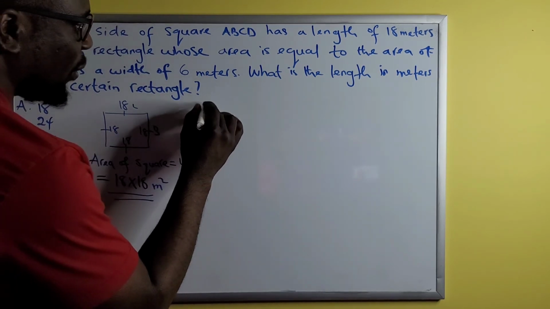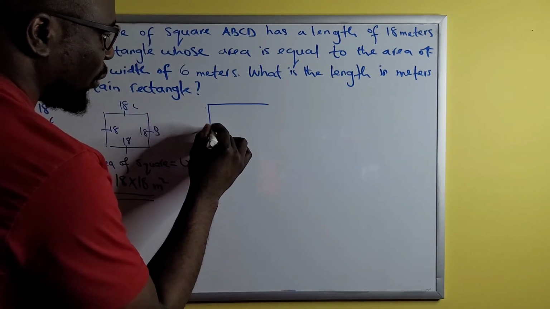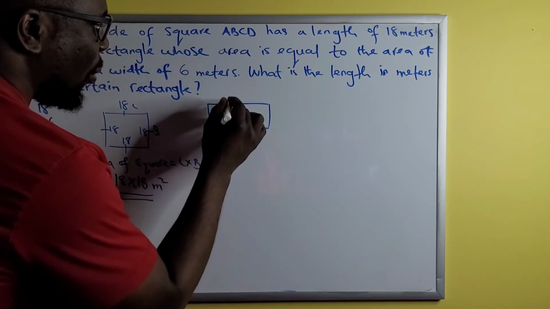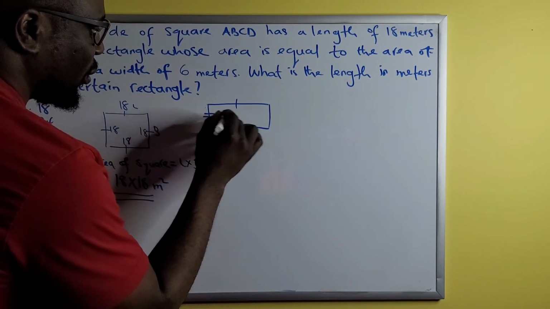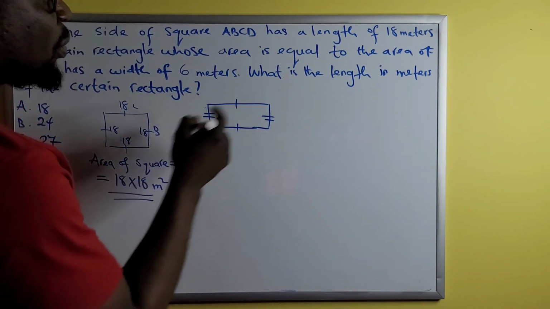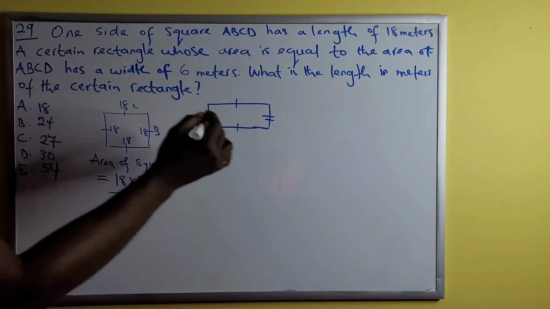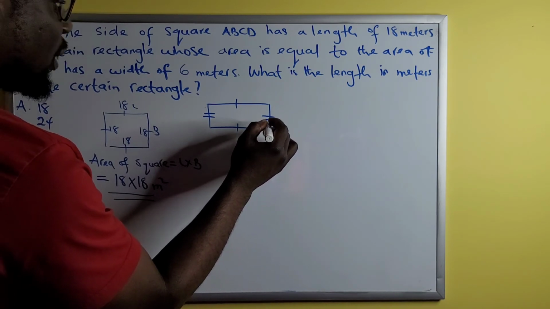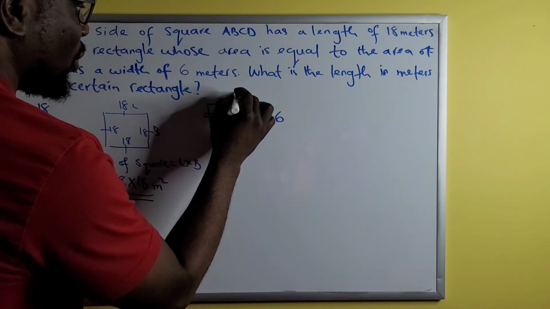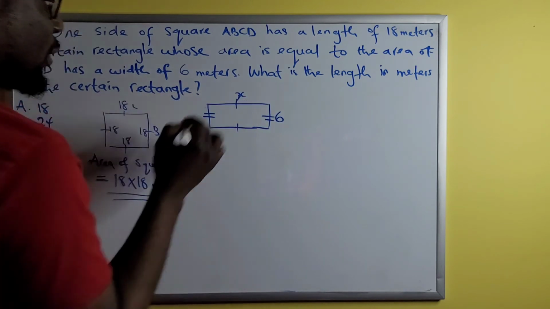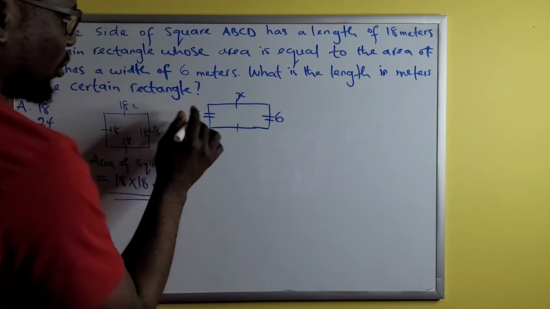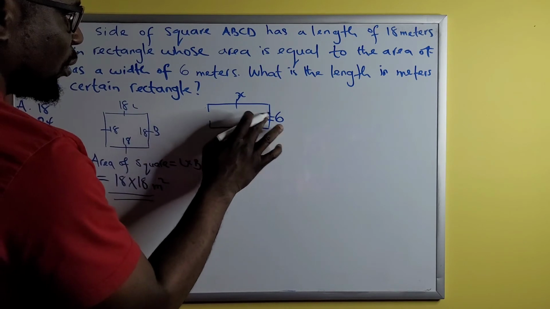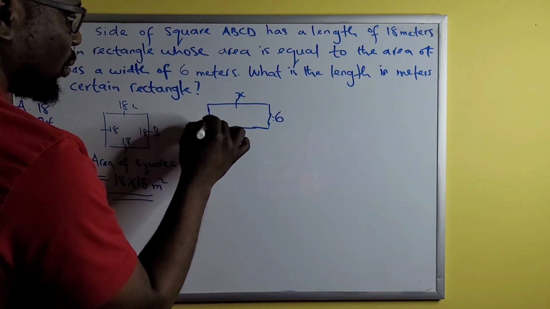And then we also have a rectangle. In a rectangle, opposite sides are equal. They say the width right here is 6 meters, so this is 6. We don't know what this is, so I'm going to call it X. But I know this is 6, and this is going to be 6 also.